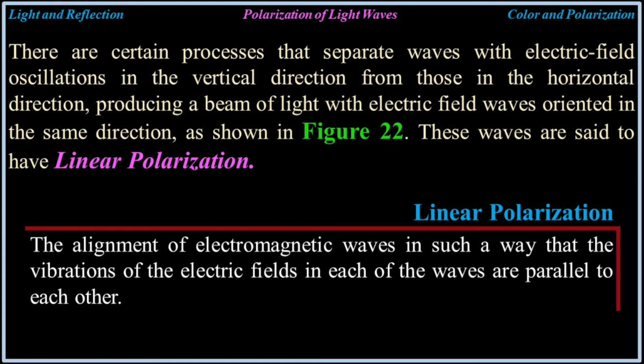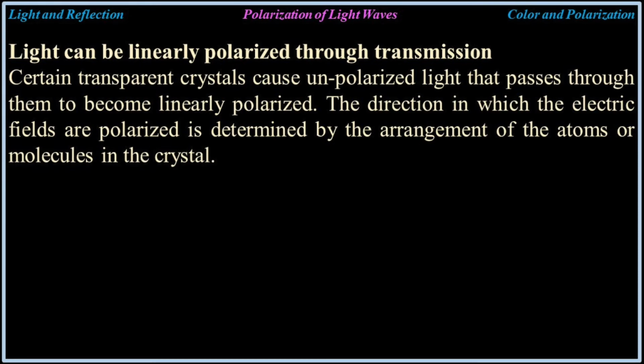Linear polarization: the alignment of electromagnetic waves in such a way that the vibrations of the electric fields in each of the waves are parallel to each other. Light can be linearly polarized through transmission. Certain transparent crystals cause unpolarized light that passes through them to become linearly polarized. The direction in which the electric fields are polarized is determined by the arrangement of the atoms or molecules in the crystal.